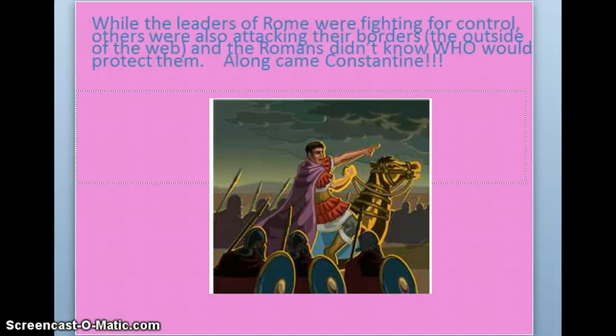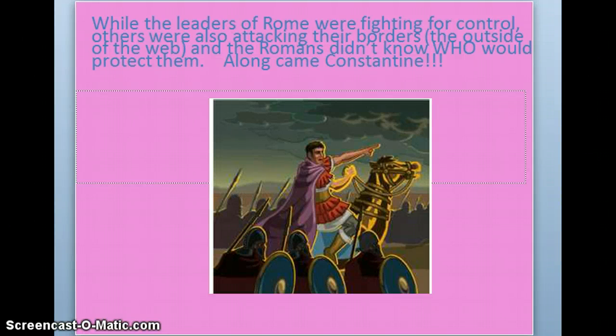While they were fighting each other, remember there were about 7 of them, and they were fighting within the Roman Empire for control, their enemies, whom they called barbarians, from outside the Roman Empire said, they're busy fighting each other. We're going for it. So they started attacking Rome as well. The Romans realized that they needed help and fast.